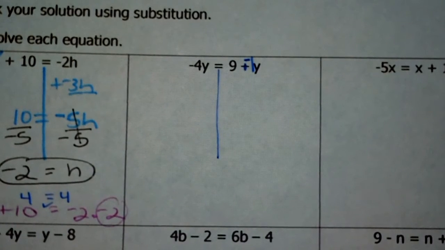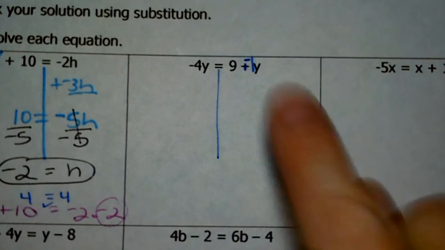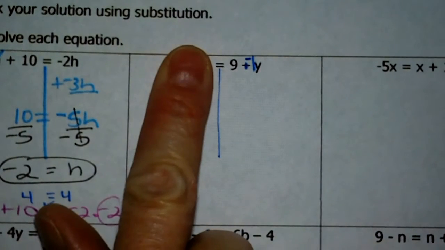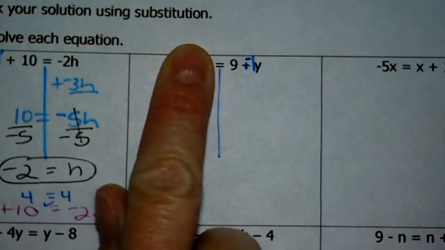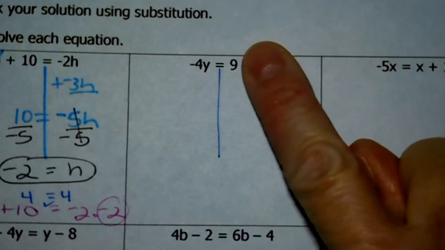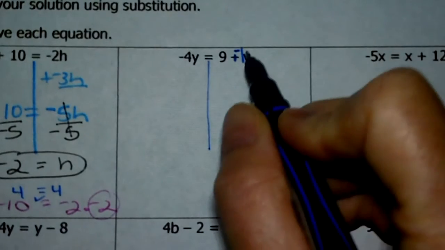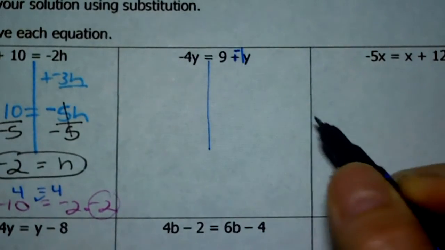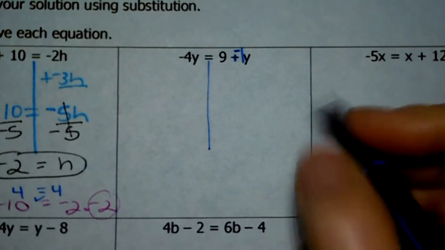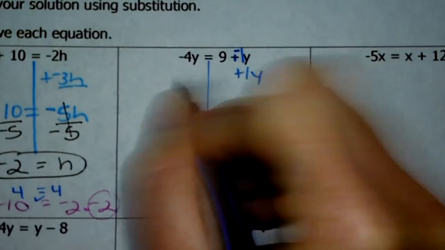It doesn't matter which one, it's just sometimes it makes it a little bit easier if you choose a certain one. Like for example, if you chose to cancel out negative 4y, you're going to end up with a 2-step. If you choose to cancel out negative 1y, you're going to end up with a 1-step. So again, let's go with the 1-step. So we're going to cancel out this negative 1y. You cancel out a negative 1y by adding a positive 1y.